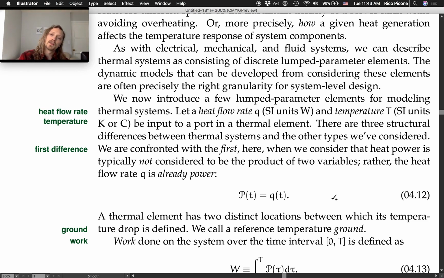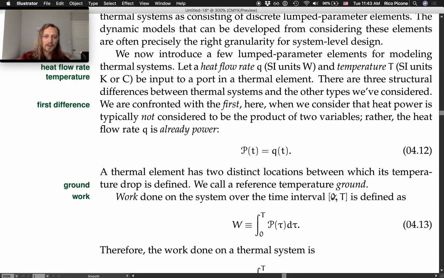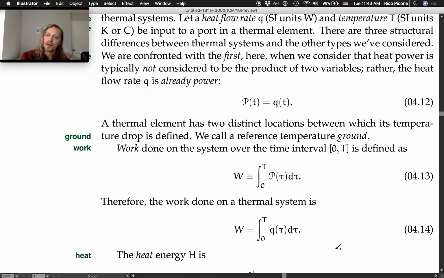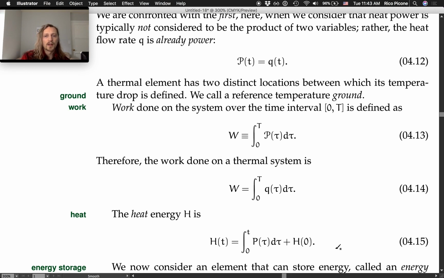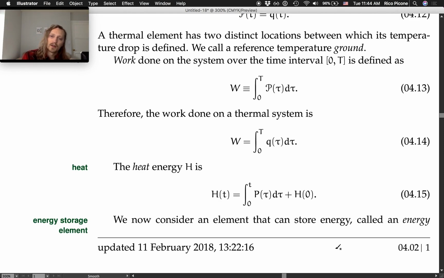A thermal element has 2 distinct locations between which its temperature drop is defined. We call the reference temperature ground. Okay, so similar to other types of systems. Work done on the system over the time interval from 0 to t is defined as the integral of the power over that time interval. Therefore, the work done on a thermal system is the integral of the heat flow, also just the integral of Q over time, plus an initial condition.